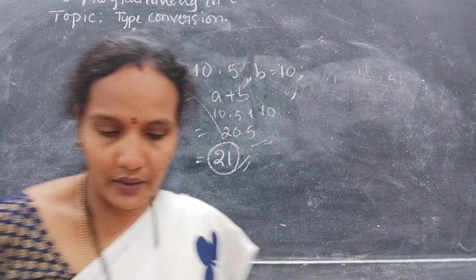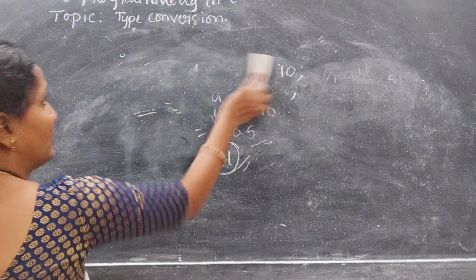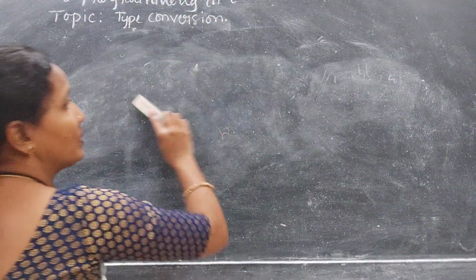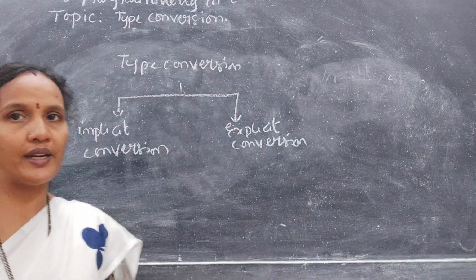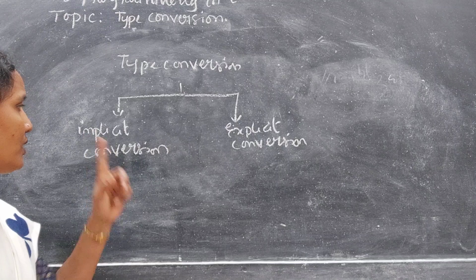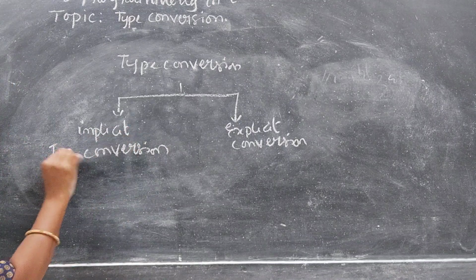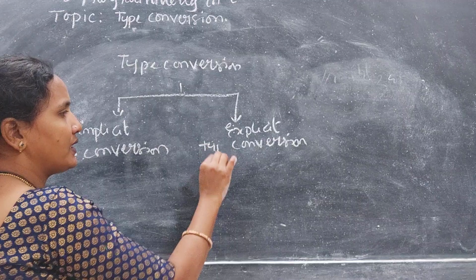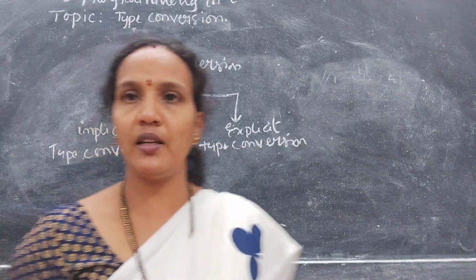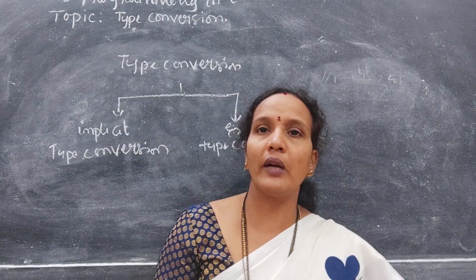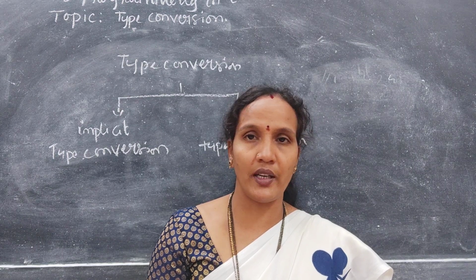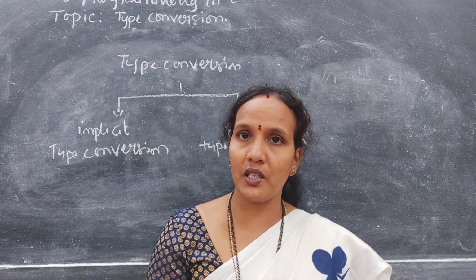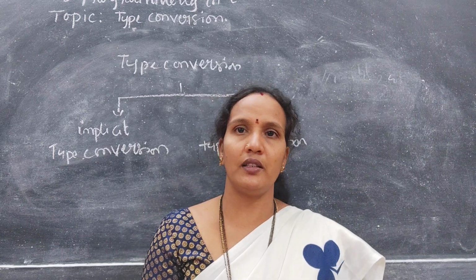Okay, so there are two types of type conversion that we'll discuss now. Here you can see that this type conversion is classified into two categories. One is implicit type conversion, and the second one is explicit type conversion. You can expect this question in short, and it's very important. 101% you can expect this. So type conversion is again classified into two categories: implicit type conversion and explicit type conversion.